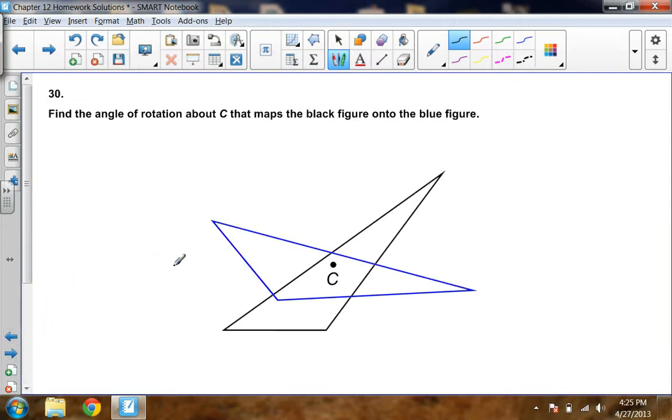Number 30 is an example of using a compass and protractor. Now, I don't have a compass to show you on the screen because you can't see my hands and everything like that. So I will go ahead and try and design it as easily as possible so you can actually see it here as you would probably do it. But I do have a protractor tool, and I'll bring that out as soon as I feel like I need to. So let's map the black figure onto the blue figure.